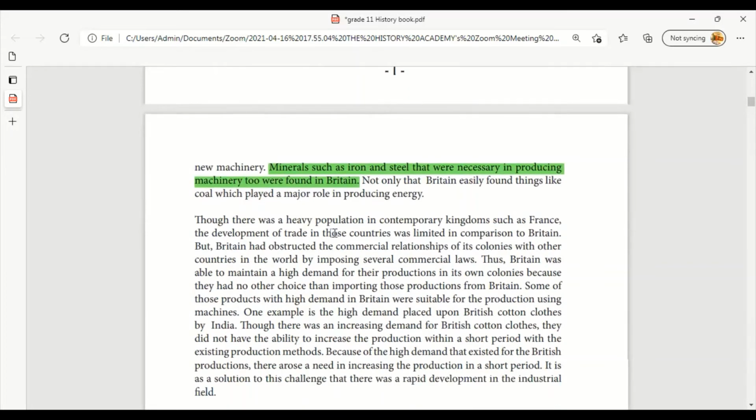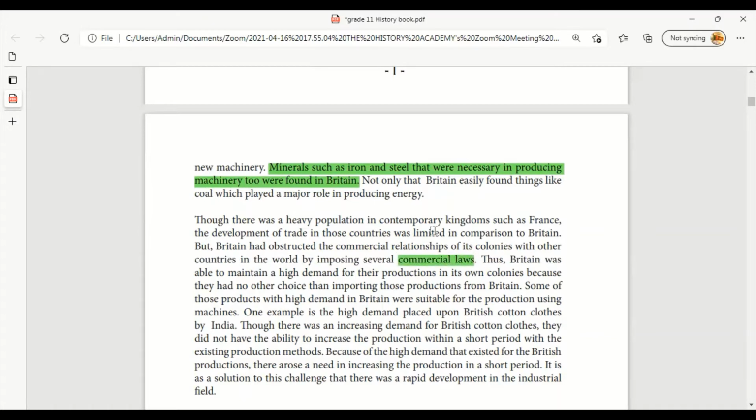There was a heavy population in contemporary kingdoms such as France, but the development of trade was limited. Why is that? Because Britain had many colonies under them. They had captured many countries. So for those colonies, they imposed commercial laws.